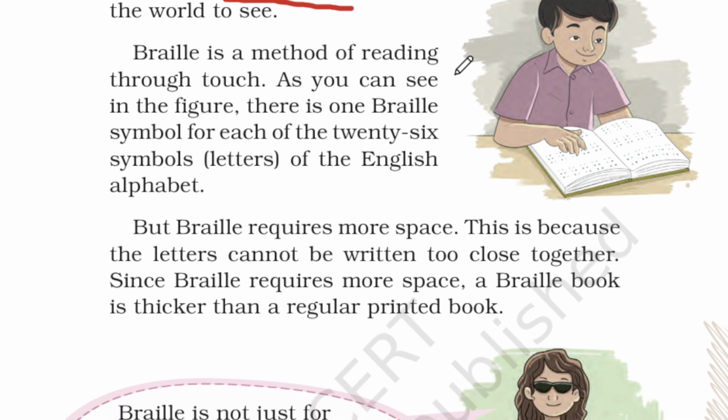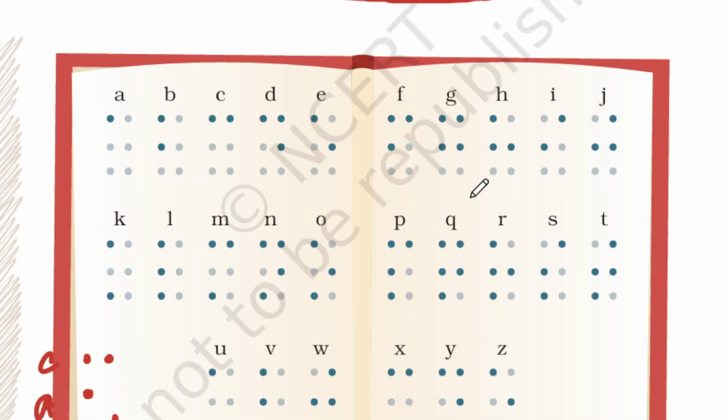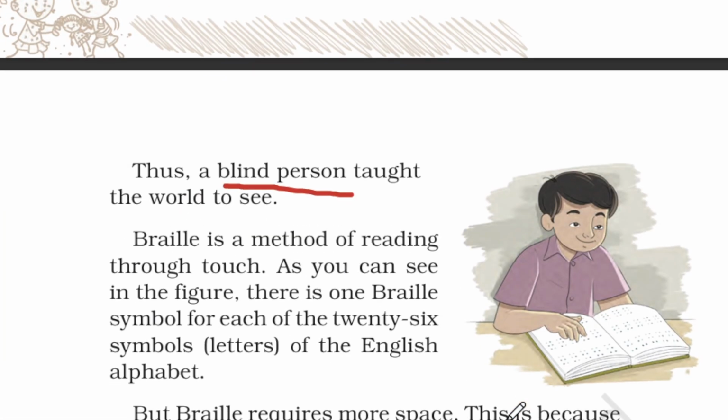Braille is the method of reading through touch. So, you have to touch and read it. As you can see in the figure, there is one Braille symbol for each of the 26 letters of the English alphabet. Yes, we have Braille script for all letters A, B, C, D, E, F, G, H, I, J, K, L, M, N, O, P, Q, R, S, T, U, V, W, X, Y, Z. So we have all letters for the Braille script.